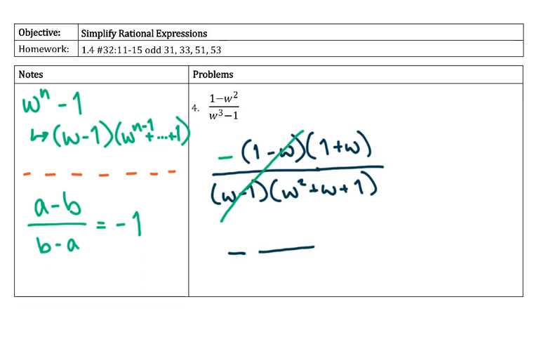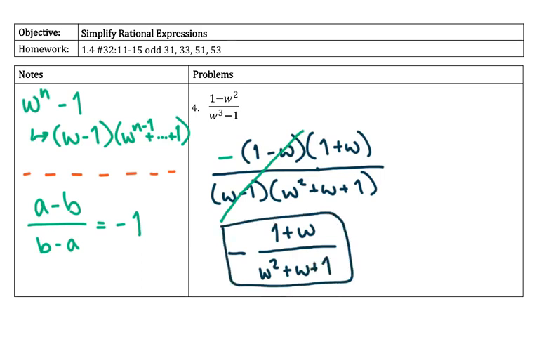So in our final answer, it's negative 1 plus w, or w plus 1, addition order doesn't matter, over w squared plus w plus 1. And that would be our final answer.